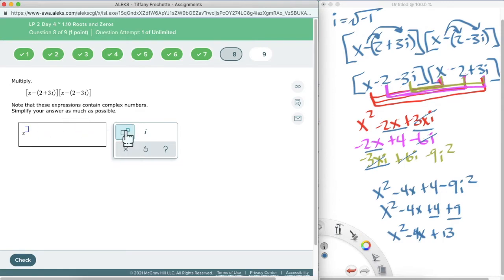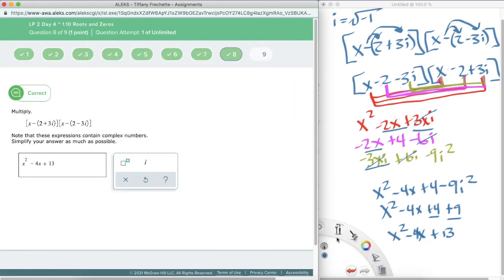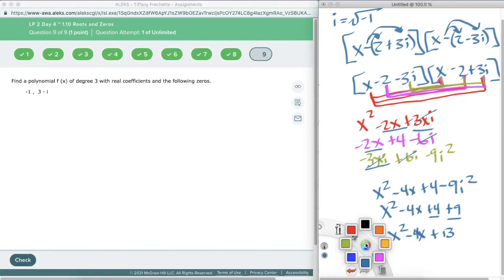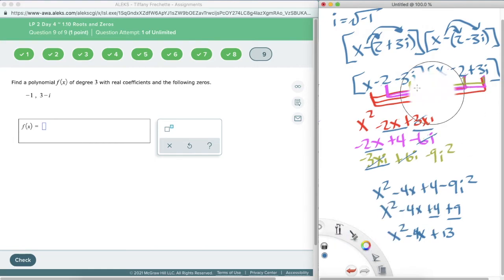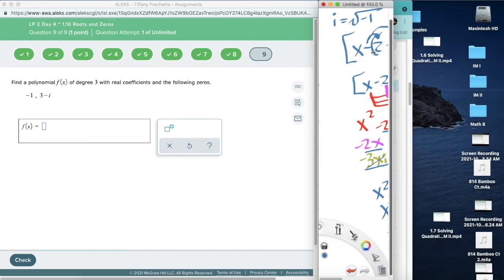It could possibly be that you will have an i in your answer because it's there in the toolbox for you to grab. So it's there for a reason. I'm assuming that means that it will show up at some point. All right. So that one was definitely a bit more involved. That one took a little bit more doing to make sure we multiplied all these pieces correctly.